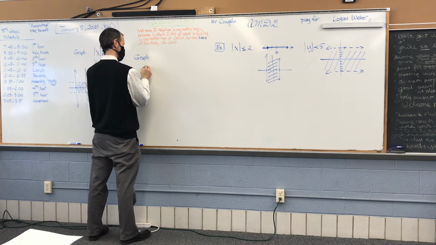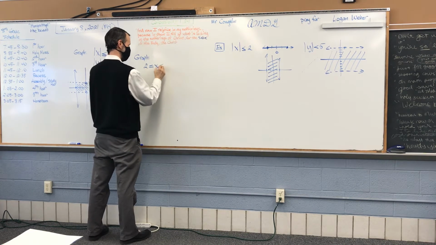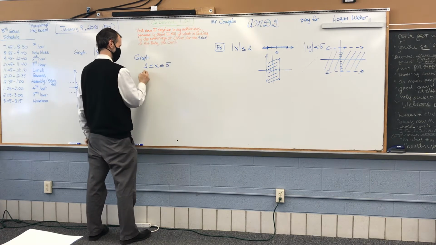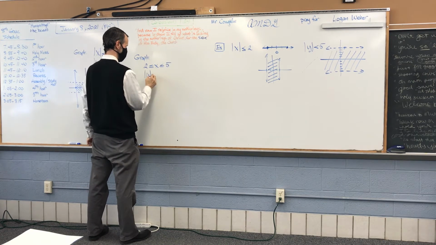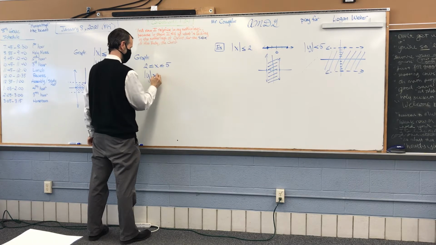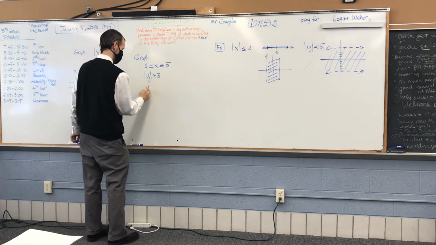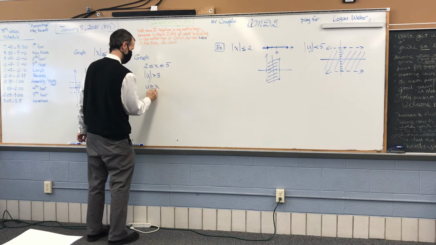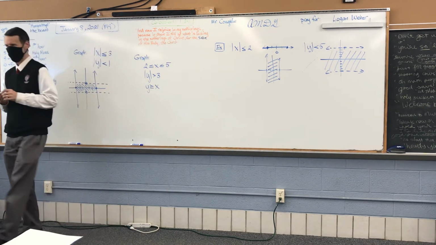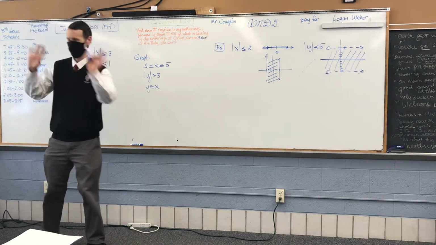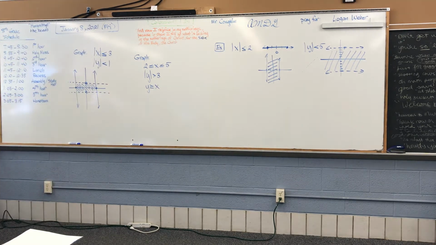Let's just say 2 is less than or equal to x, which is less than or equal to 5. The absolute value of y is greater than 3. And y is greater than or equal to x. I want you to graph all 3 of those. When we're all done, we should have one shaded region, or hopefully one, or more shaded regions that make this thing work.